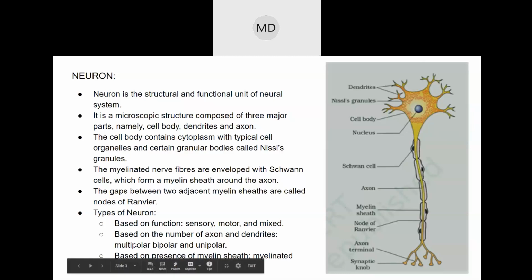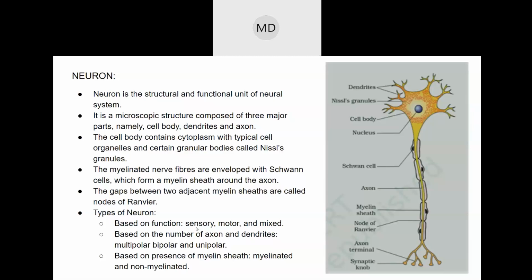So, three types of neurons based on the number of axons and dendrites. Then there is the classification based on function. Based on what function it does, neurons are of three types: sensory, motor, and mixed. What is the function of a sensory neuron? Sensory neurons carry impulses or signals from the sense organs to the central nervous system.